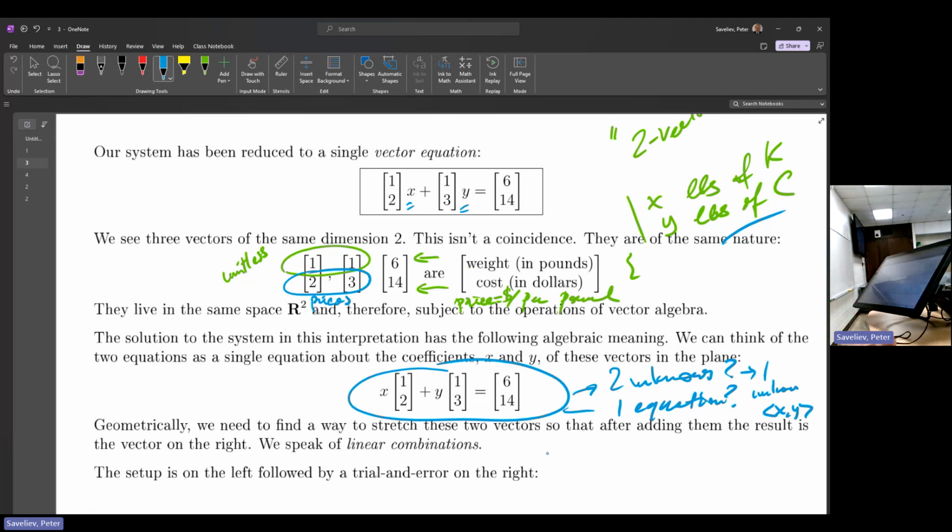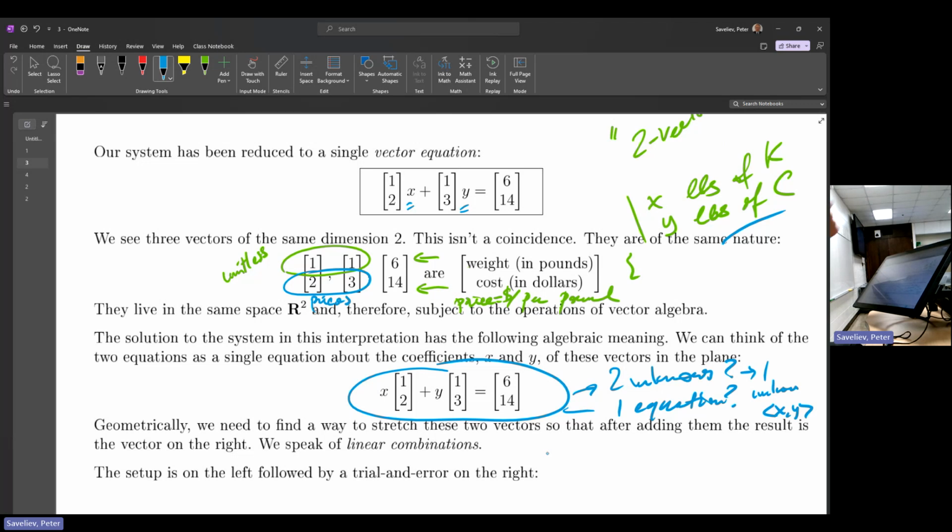But right now, let's look at what we're facing here. Let's go trial and error. Okay, trial and error, we can change x, we can change y. As we're changing x and y, vector 1, 2 is multiplied by x, which stretches it. Vector 1, 3 is multiplied by y, also stretches it. And then we add them together.